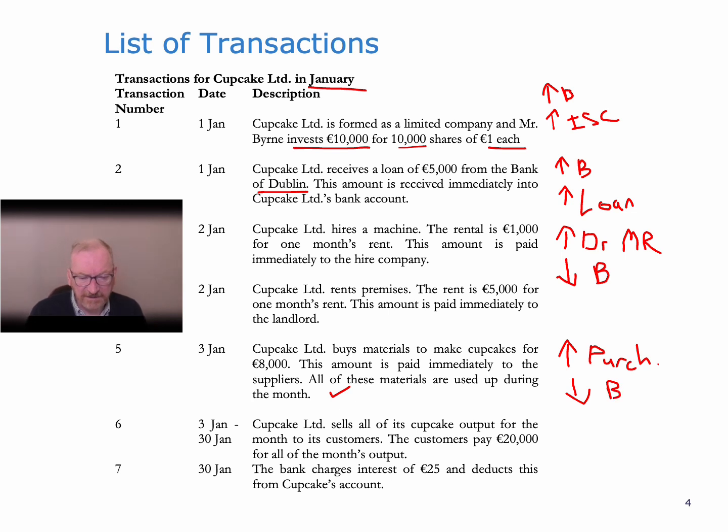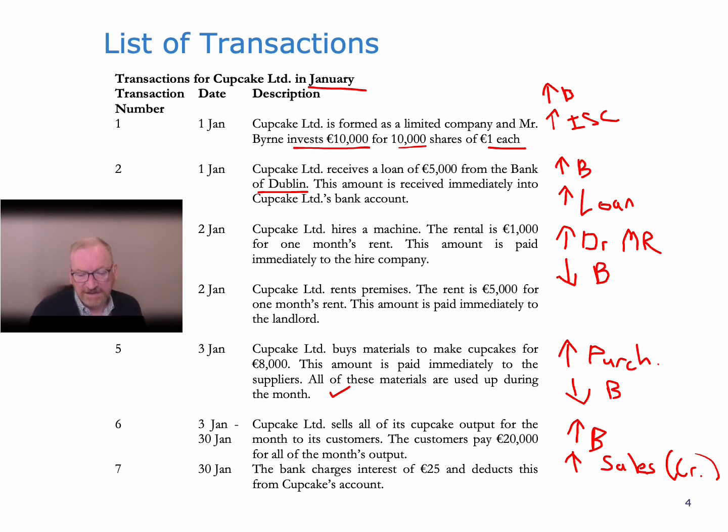On the 3rd of January, Cupcake sells all of its cupcake output for the month to its customers. The customers pay 20,000 for all of the month's output. Well, this is an income item. We are going to increase the bank. This is the easy side with 20k. And we're going to increase the sales account. Now, what side is that going to be on? Well, that is an increase in an income item. So that is actually going to be a credit, CR.